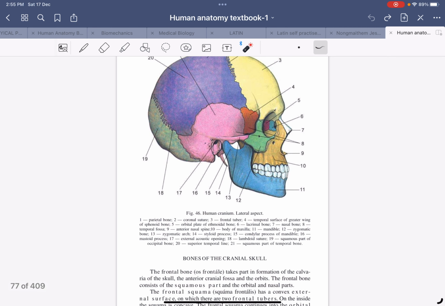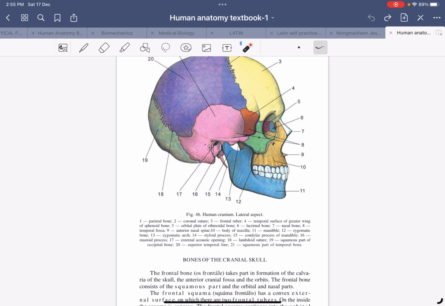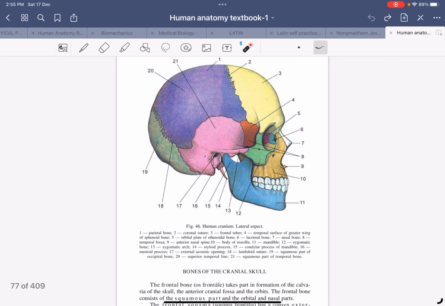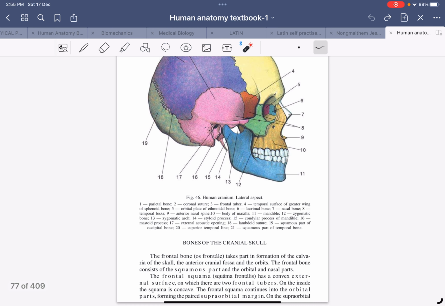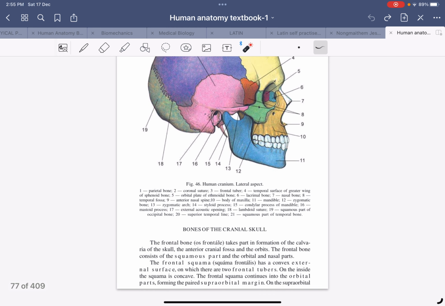And number 6 one is also important. This portion is the lacrimal bone. This is the first, anterior part will be the lacrimal bone, and in the posterior part it would be the ethmoid bone. Another is, I think you will be quite familiar with it. There's nothing left to give more emphasis in here.